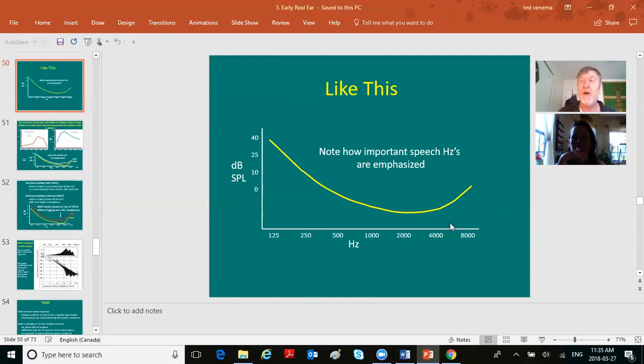So yes, all the fitting methods did have a way of selecting the maximum power output of the hearing aid based on the listener's UCL. Generally, it was adding about 10 to 15.